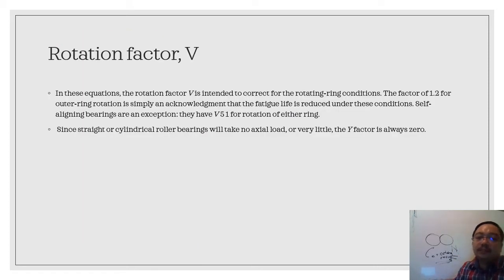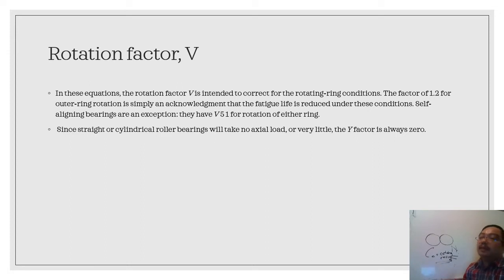Okay, this is the rotation factor. Rotation factor is intended to correct for the rotating ring condition. The rotation factor V of 1.2 is for the outer ring rotating, simply as an acknowledgement that the fatigue life is reduced under this condition. Self-aligning bearing is an exception, we have V equals 1 for rotation of either ring. Straight or cylindrical roller bearing will take no axial load. Therefore, the Y factor is always 0.